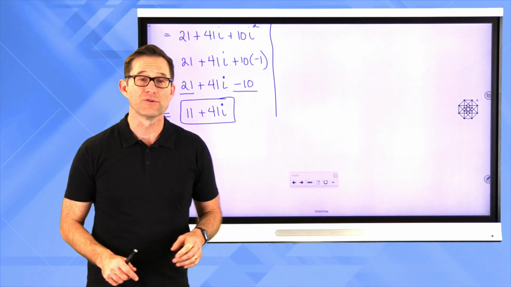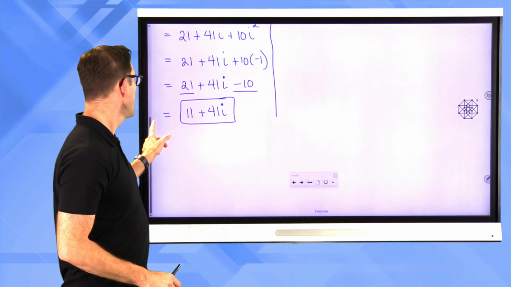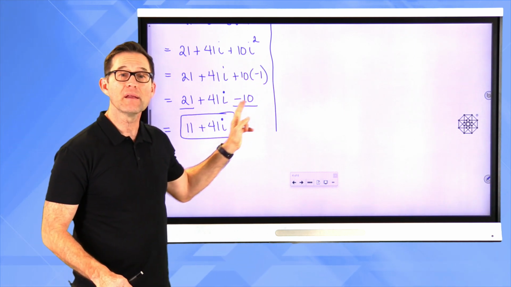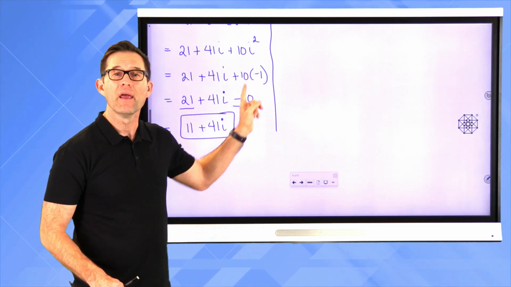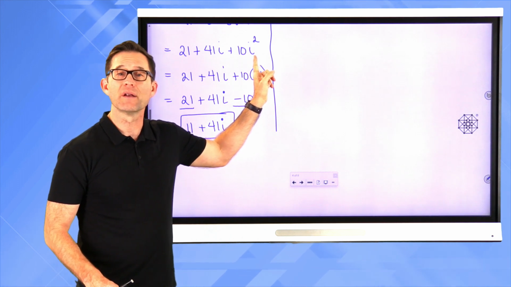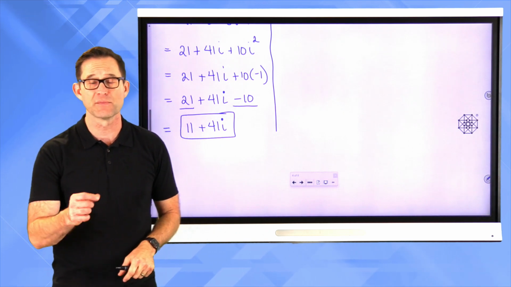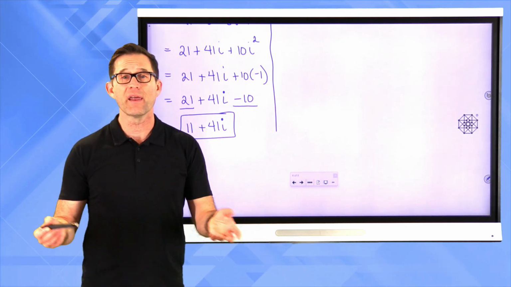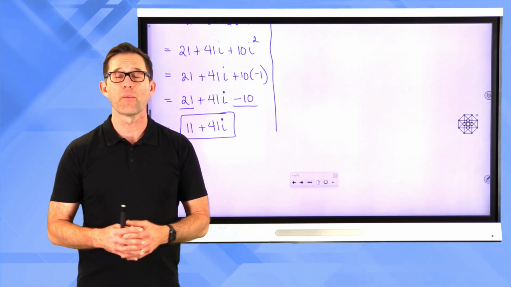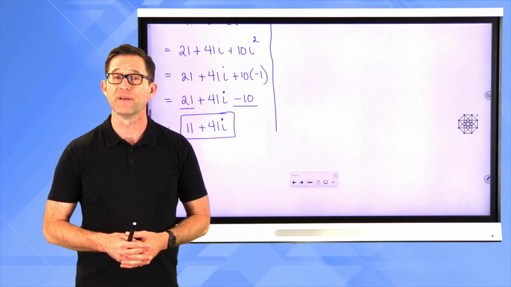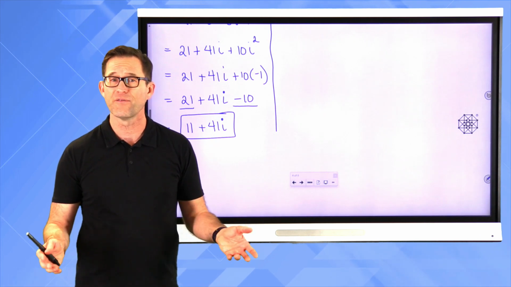Now what I would encourage you to do from now on is if you see something like 10i squared, immediately replace it with -10. In other words, what that i squared is going to do is flip the sign on whatever the real number is that's multiplying it. So if I have 10i squared, I'm going to replace that with -10. If I had -5i squared, I would replace that with +5.